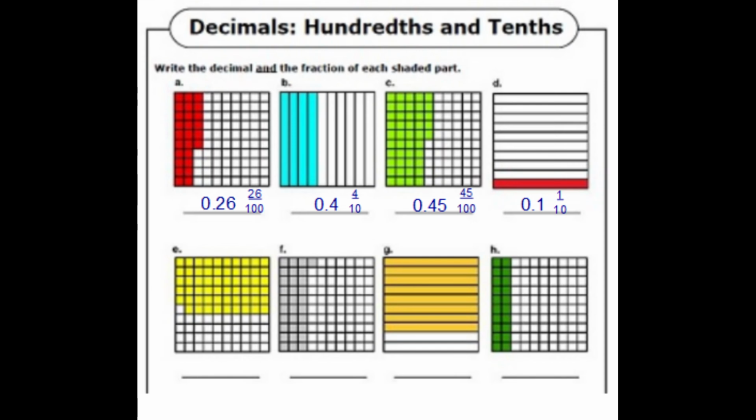Now what I'm going to do next is fill in all the answers for E, F, G, and H. And then I'm going to ask that you pause the video and check, are my answers correct? How do you know that they are correct? Talk to your parents about it, or if you have a sibling, explain it to your sibling.